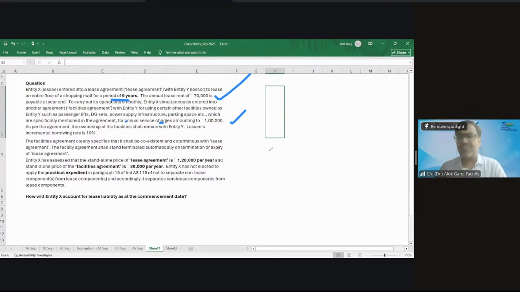Correct? I have negotiated and the lessor agrees to provide me the space and the maintenance services at 1,70,000 rupees, which means a 30,000 rupees discount. Okay, so that is fair. But now for 1,20,000 rupees of a lease agreement, the market value of the rental is 120, but the lessee is paying only 70. And the market value of the maintenance is 80. The lessee is paying 1 lakh.